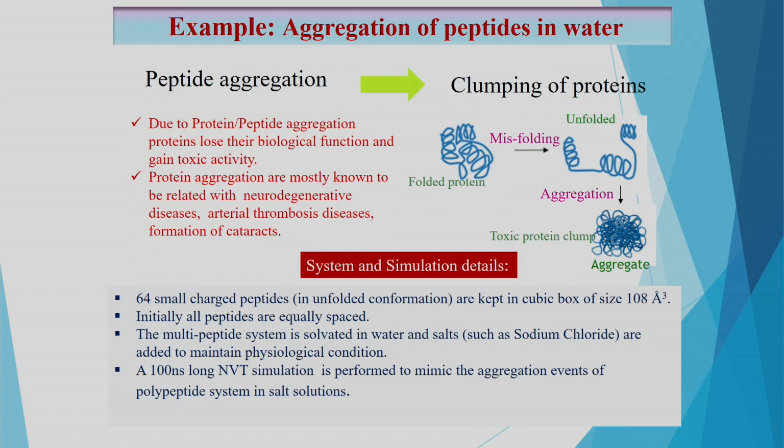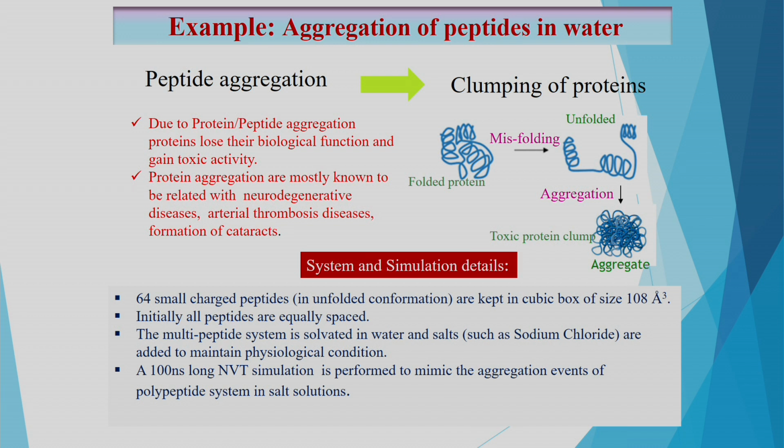So, in particular, we are going to focus on aggregation of peptides in liquid. For example, the liquid could be water, and there are implications in several fields of physics, biophysics and biology, because these peptide aggregations could lead to clumping or conglomeration of proteins. If it happens, say, in the brain, then there could be possibilities of stroke and other neural disorders.